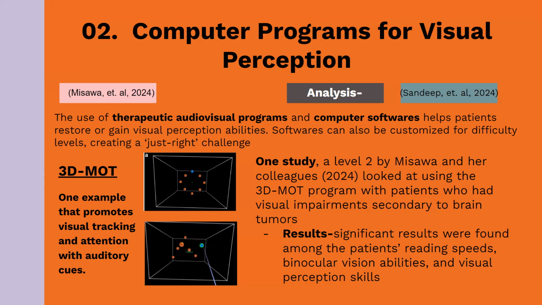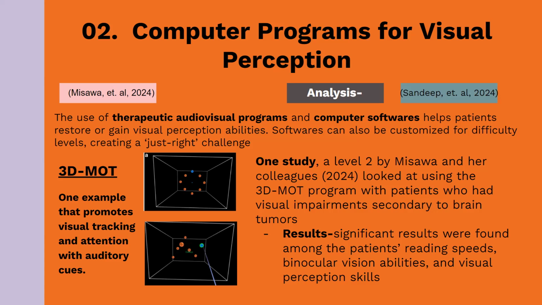So the picture on the left is a program called 3D MOT. In this, you track the blue sphere, and there are different simulations. Sometimes it's rotating, sometimes it's going to different corners, and this helps visual scanning. It also helps with attention and it delivers auditory cues too, so it combines both the auditory and the visual system.